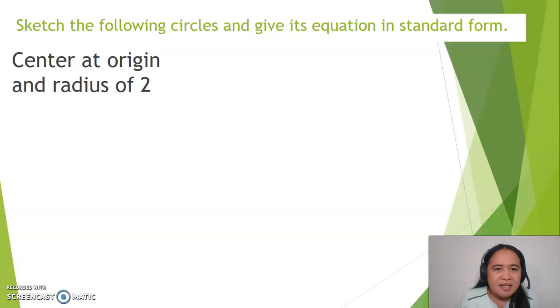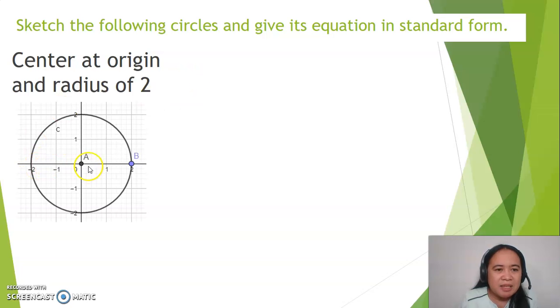Another example. In this case, the center is at the origin and the radius is 2. So, sketching this in the Cartesian plane, it's the center. So, the radius here would be 2. So, therefore, the equation would be x² + y² = 2² or 4.